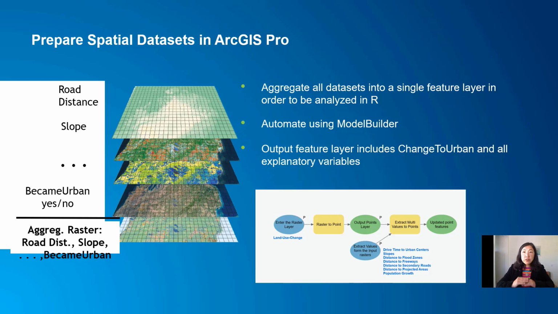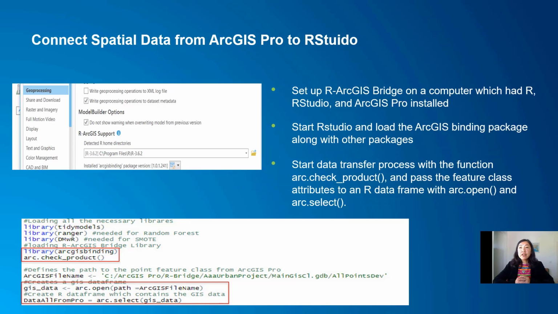In order for us to use it in R, we need to aggregate all layers into one table. We used Model Builder in ArcGIS Pro to automate the process and document the steps. The result from the model is a point feature class with 8.9 million records. The attributes of the feature layer included the variable to predict, which is change to urban equals yes or no, and the 7 explanatory variables. Now we have a single feature layer with all the required attributes ready in ArcGIS Pro. Our next step is to pass the dataset to R for analysis.